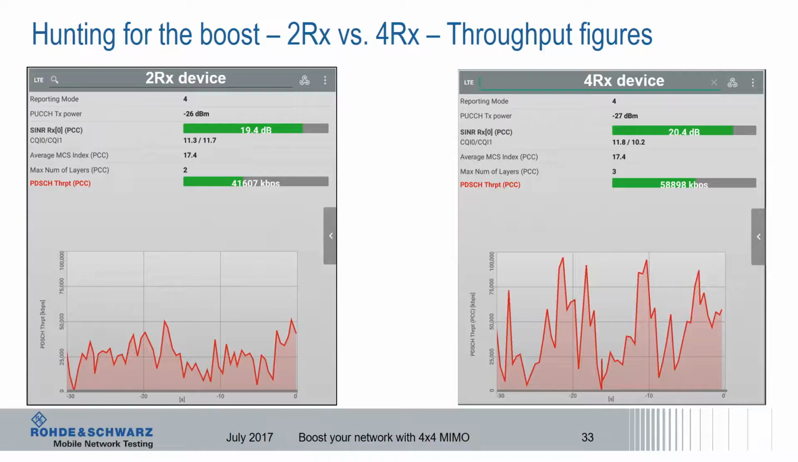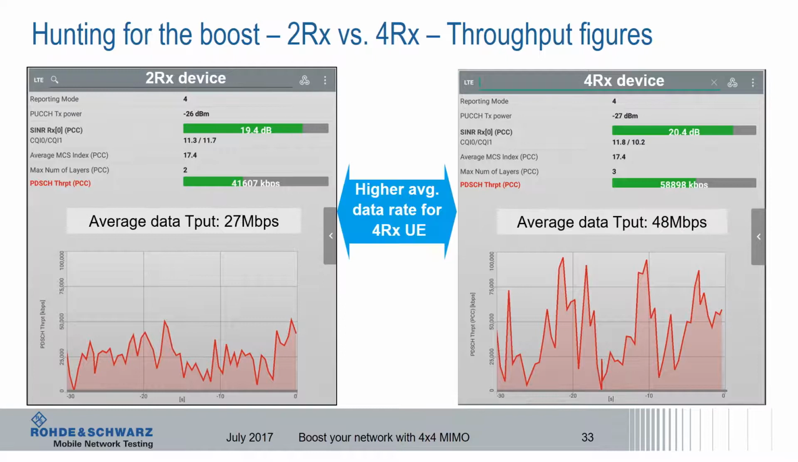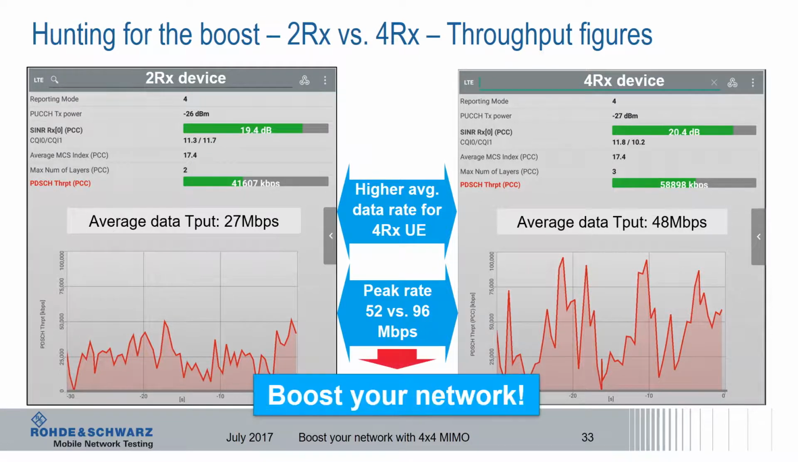So what will be the difference in the throughput? If we have a look again at the same devices and now at the throughput figures, we see that we've got higher data rates for the peak values and also for the average values. A peak data rate of 52 versus 96 is clear evidence of the boost of the network, and of course the average throughput of 27 megabits per second compared to 48 megabits per second is a significant improvement using the same radio resources in the network.